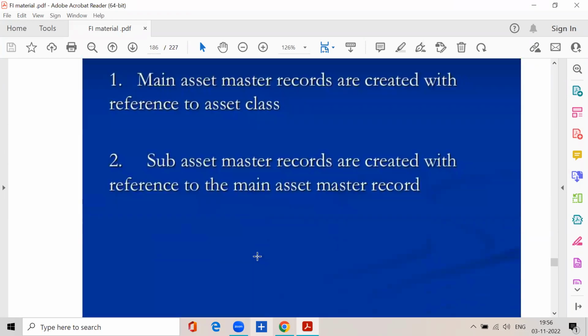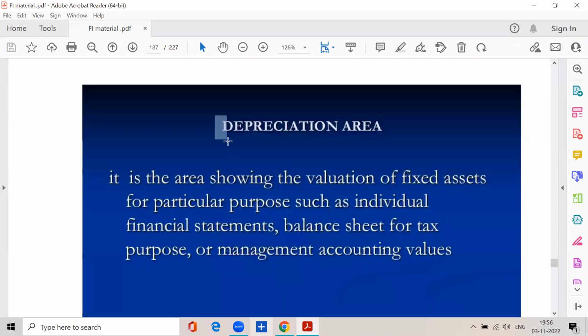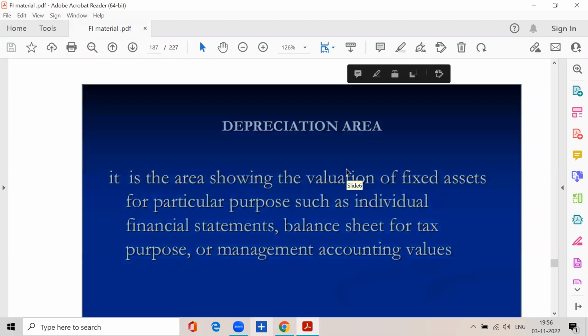Then we have to understand one more concept: depreciation area. Depreciation area means it is the area showing the valuation of fixed assets for a particular purpose, such as individual financial statements, balance sheet for tax purpose, management accounting values, etc. Simply saying, for your understanding, depreciation area means the purpose for which the depreciation is calculated. Say, for example, for the purpose of preparation of financial statements every year or every month, we calculate depreciation. That is called one depreciation area.